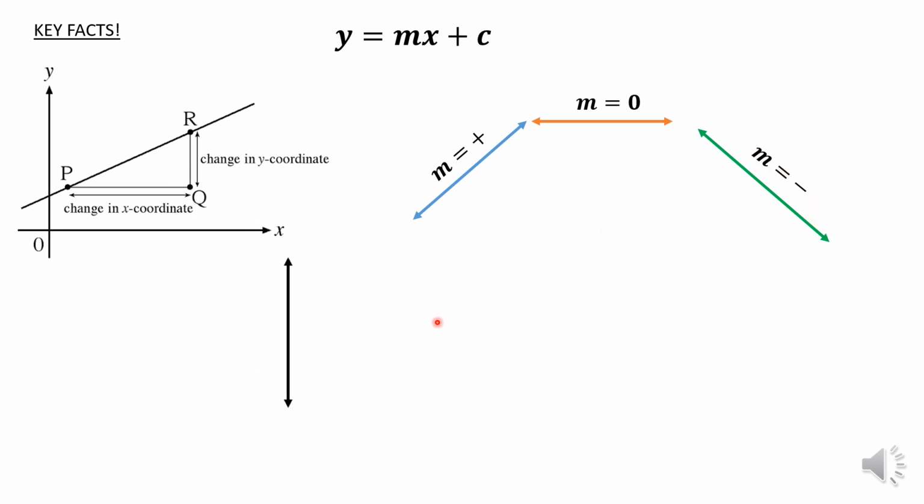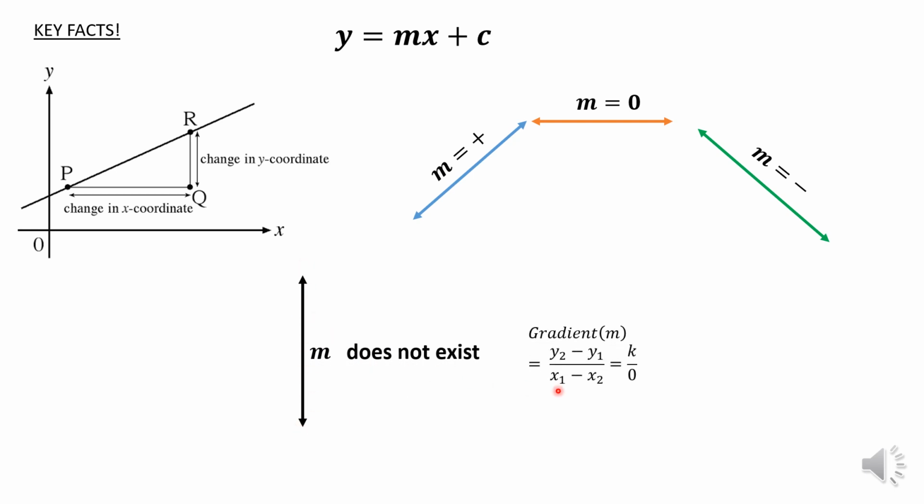But what about a vertical line? Now the gradient of a vertical line does not exist because remember how we calculate gradient. Gradient is calculated by taking two y values, subtract from each other, get some number. When you take two x values, subtract from each other, the thing with a vertical line, it's going to have the same x value, all right, the same x value. And when you subtract, you get 0, and division by 0 is not possible.